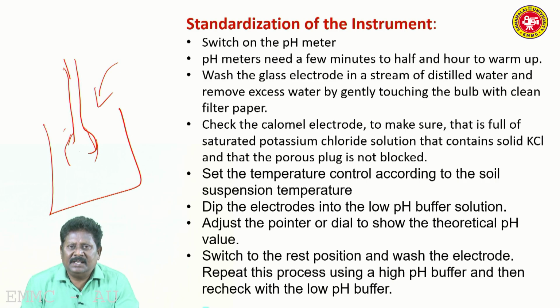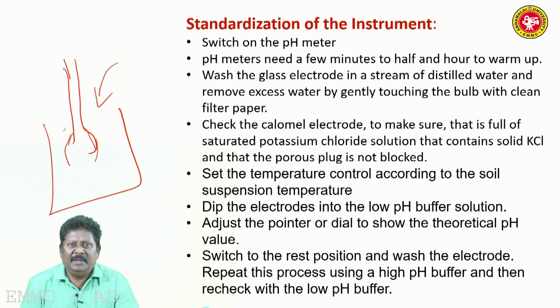Afterwards, set the temperature to the solution temperature. Find out the temperature of the solution and set the knob of the pH meter for the temperature. Then dip the electrode in the buffer solution. Adjust the potentiometer to show the theoretical pH value. So, we have to prepare a standard buffer solution before taking up the reading. We prefer a low pH buffer solution around 4 and a high pH buffer solution around 9.